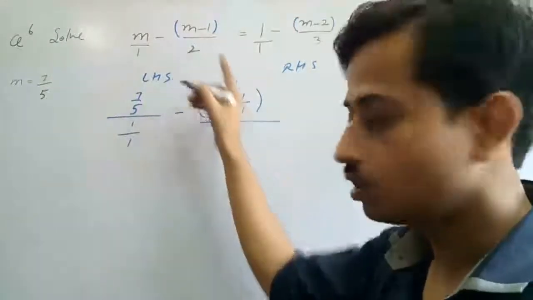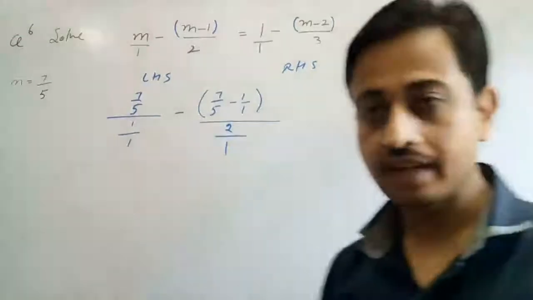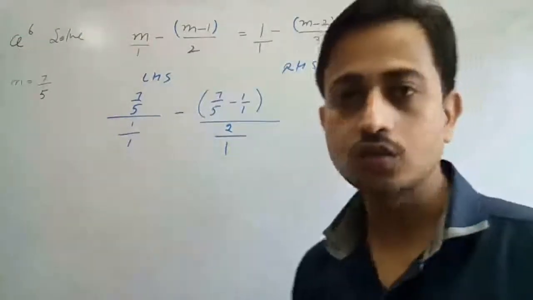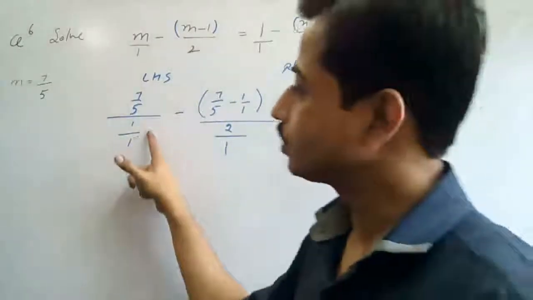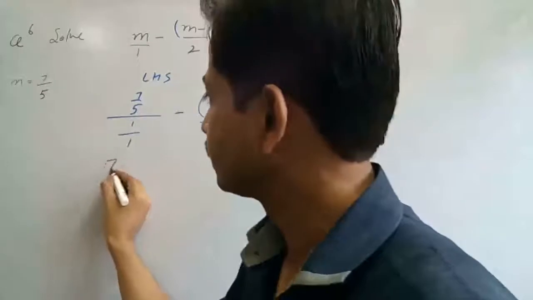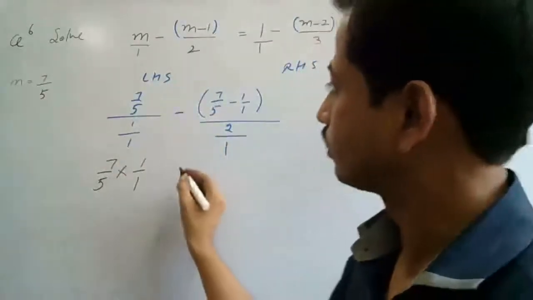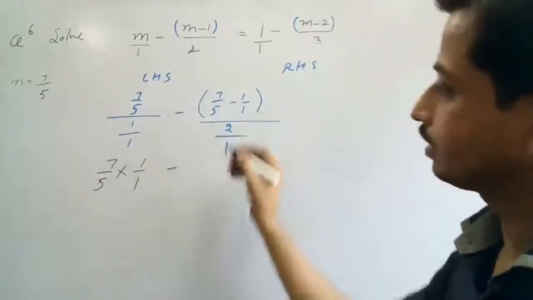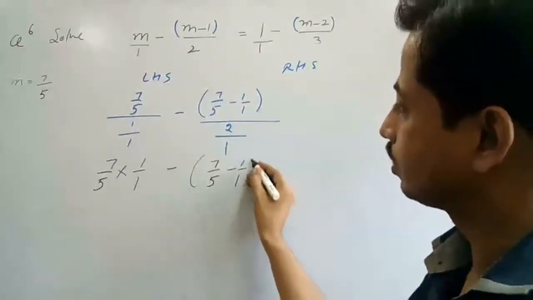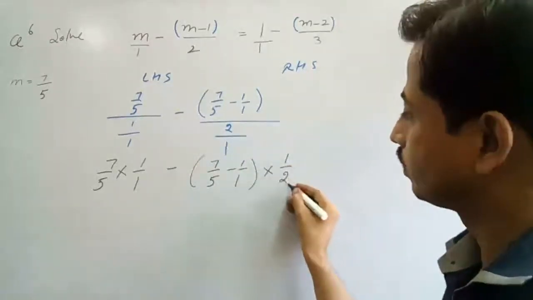This is also 2. We have to make it also as a rational. So I make all the terms as rational terms. It's very easy to solve now. How do we solve? We take the reciprocal of the denominator terms. So we get 7 by 5, multiplied by 1 by 1. Same here, this is 7 by 5 minus 1 by 1, and we take the reciprocal, 1 by 2.